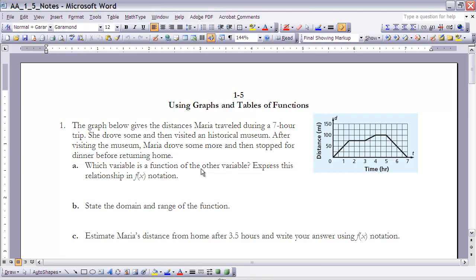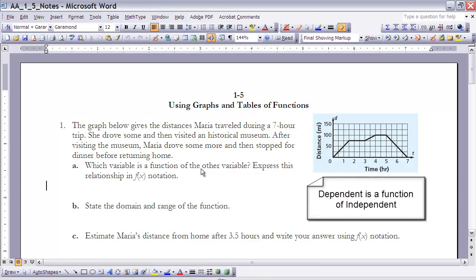It says the following: the graph below gives the distances Maria traveled during a 7-hour trip. She drove some, then visited a historical museum. After visiting the museum, Maria drove some more and then stopped for dinner before returning home. Which variable is a function of the other variable? Express this relationship in f of x notation. Which variable is a function of the other variable? Remember, it's dependent is a function of independent.